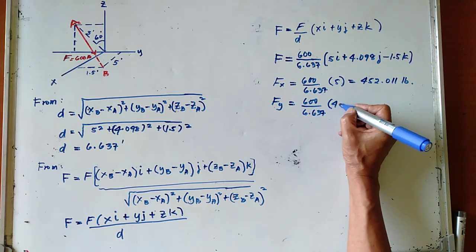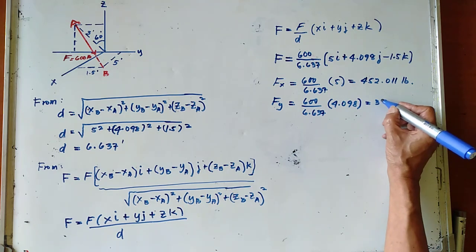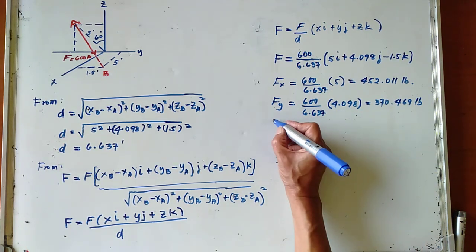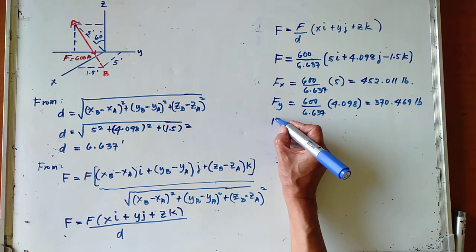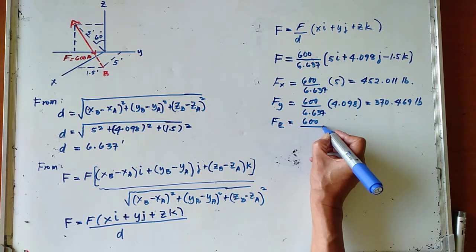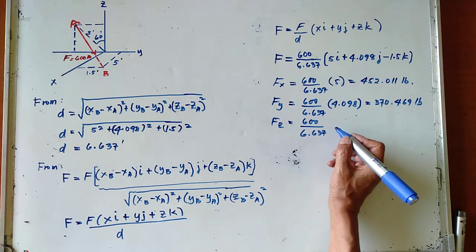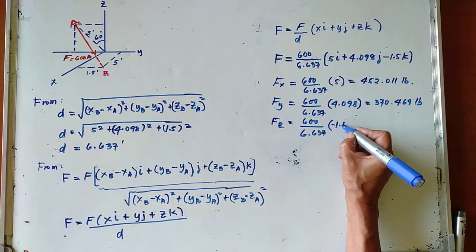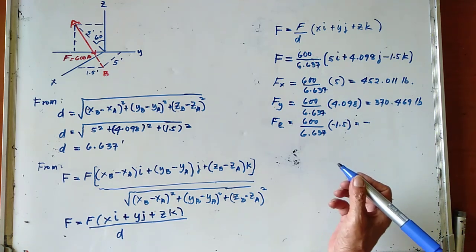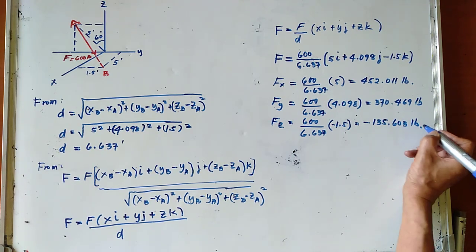Your Fy in here is now equal to 600 all over 6.637, multiplied by 4.098, and this is equal to 370.469 pounds. And the component of the position vector AB directed from A to B in the z direction is equal to 600 all over 6.637, multiplied by negative 1.5, which is equal to negative 135.603 pounds.